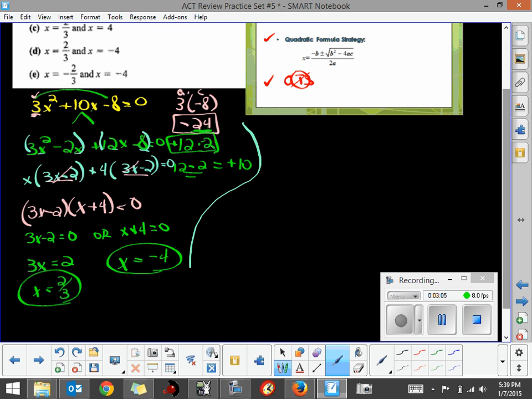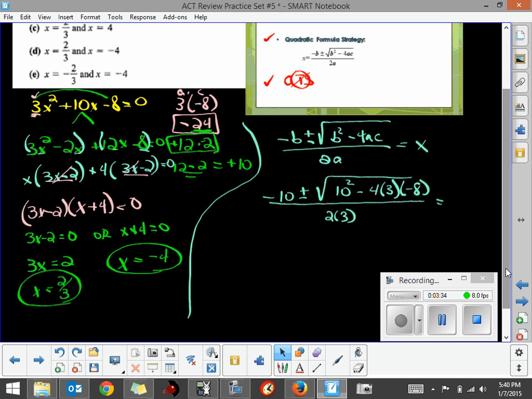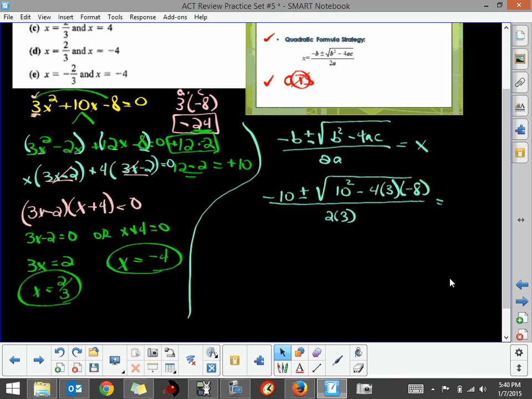So what I just demonstrated to you there was the factoring technique. I'm going to try to quickly go through the quadratic formula. You've got negative b plus or minus the square root of b squared minus 4ac, all over 2a. So here's another alternative that will find your x's. You take the opposite of the value of b, which is 10, plus or minus the square root of 10 squared minus 4 times a, which is 3, times c, which is a negative 8, all over 2 times a, which is 2 times 3. So this is our plug and chug method. We just plugged in our numbers. Now we're going to chug out the results.